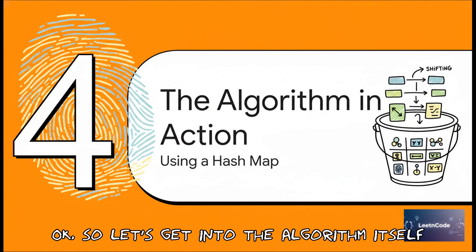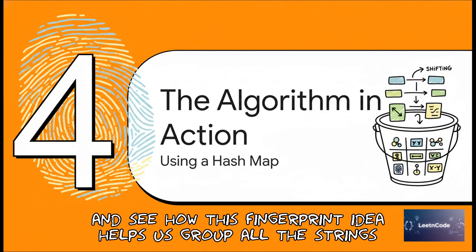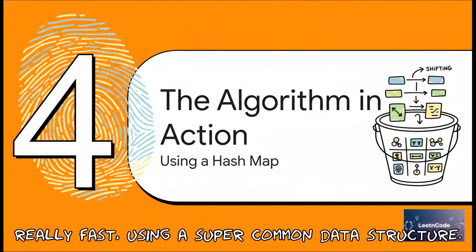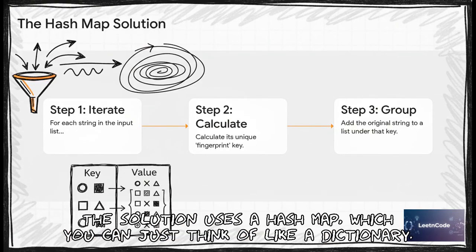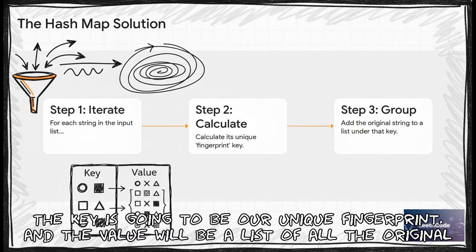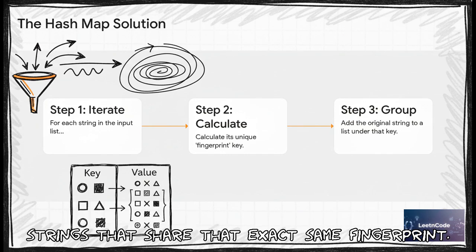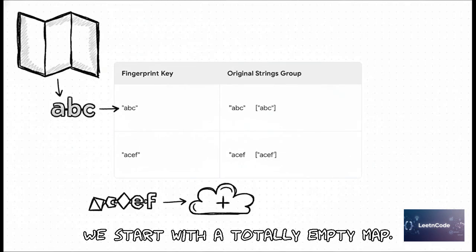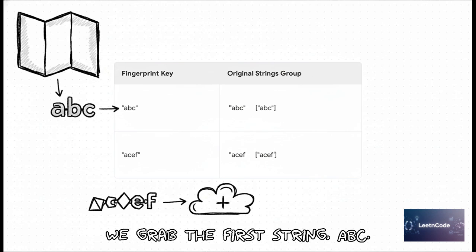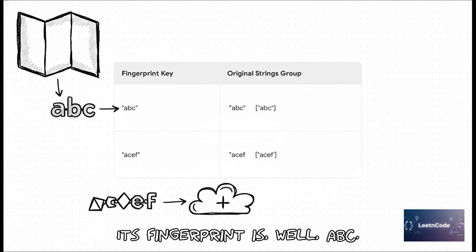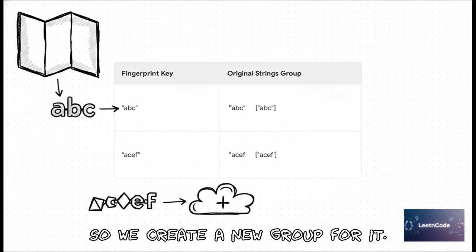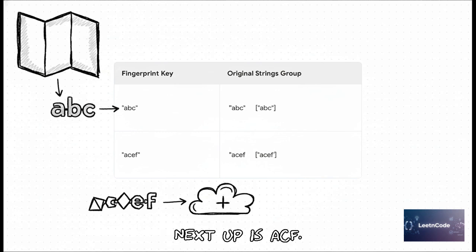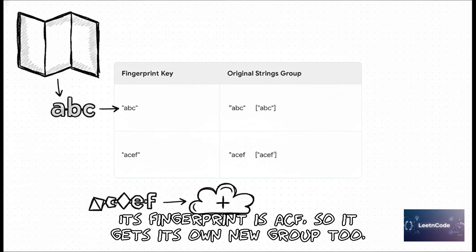Okay, so let's get into the algorithm itself and see how this fingerprint idea helps us group all the strings really fast, using a super common data structure. The solution uses a hash map, which you can just think of like a dictionary. The key is going to be our unique fingerprint, and the value will be a list of all the original strings that share that exact same fingerprint. Let's walk through it. We start with a totally empty map. We grab the first string, ABC. Its fingerprint is, well, ABC. So we create a new group for it. Next up is ACF. Its fingerprint is ACF, so it gets its own new group too.